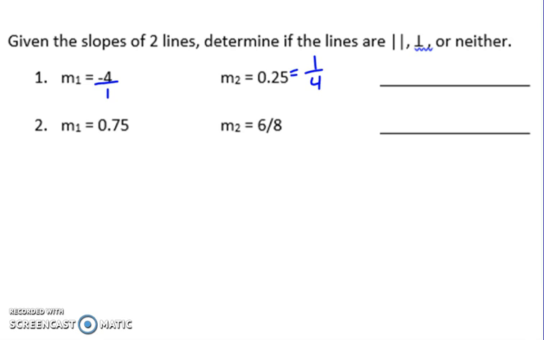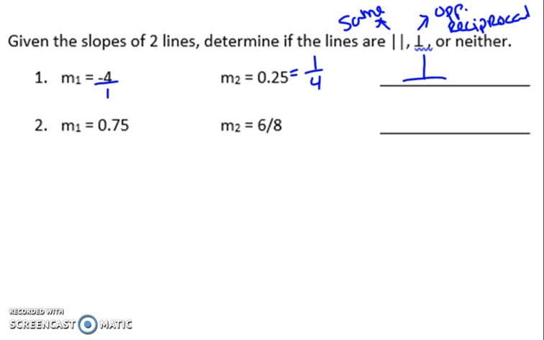In order for them to be parallel, they have to be the same. Well, these are definitely not the same. In order to be perpendicular, they have to be the opposite reciprocal. Well, if I take negative 4 over 1 and I flip it and make it positive since it's negative, I get 1 over 4. So these two lines are perpendicular.